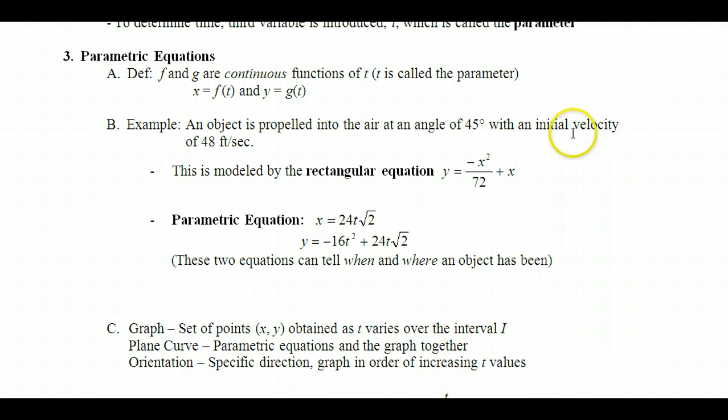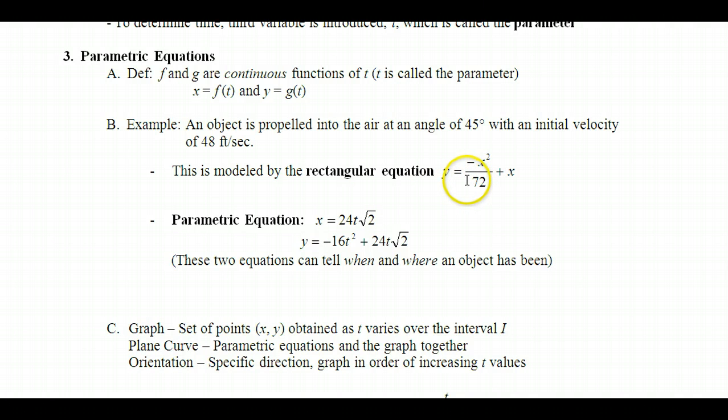An example here is we have an object that is propelled into the air at an angle of 45 degrees with an initial velocity of 48 feet per second. This situation is modeled by a rectangular equation. Whenever it's a rectangular equation, that vocab means that we are just in terms of our x and y. Rectangular is what we've always been dealing with, in terms of just x and just y.